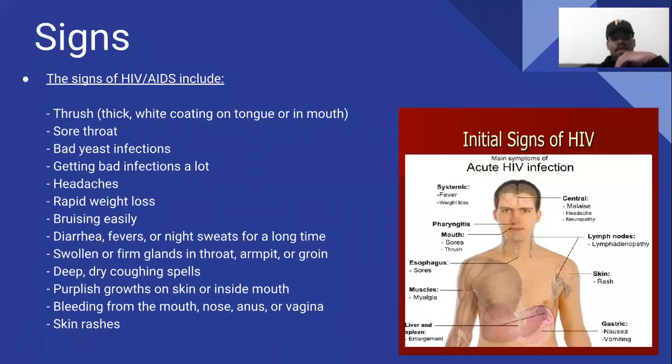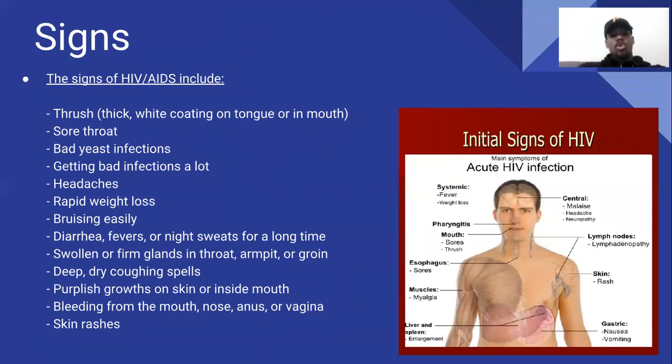Common signs of HIV, and I'm just going to name a few. You can also see some in the little picture right there on the slide. Sore throat, getting bad infections a lot, headaches, losing lots of weight quickly, bruising more easily than normal, having deep or dry coughing spells, skin rashes, the list goes on.